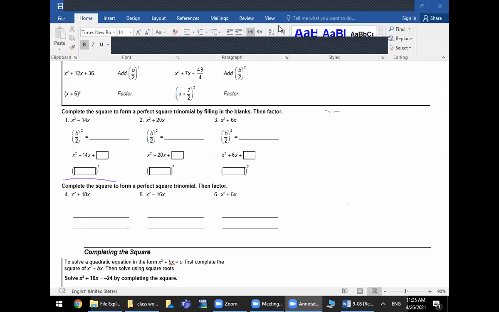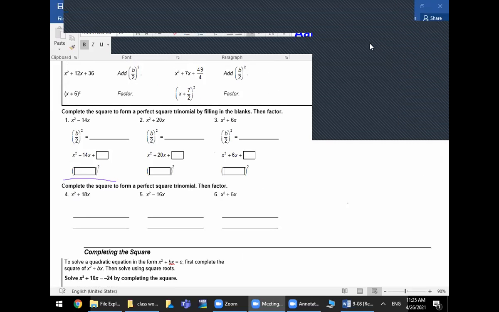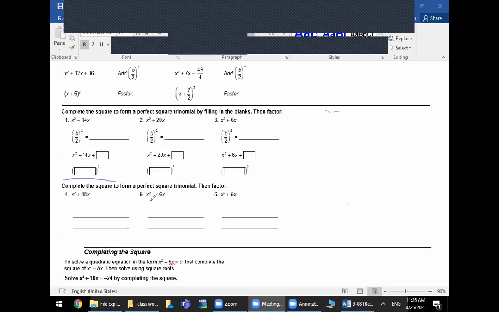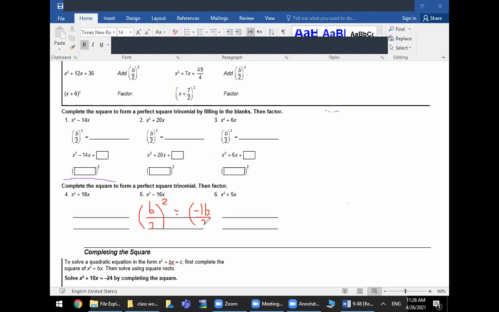Question number 5. It is b over 2, all to the power of 2. Exactly. So the answer will be 16 over 2, negative 16 over 2, all to the power of 2. Don't forget, over 2 all to the power of 2. And the answer is 64. Thank you so much. I appreciate what you said.